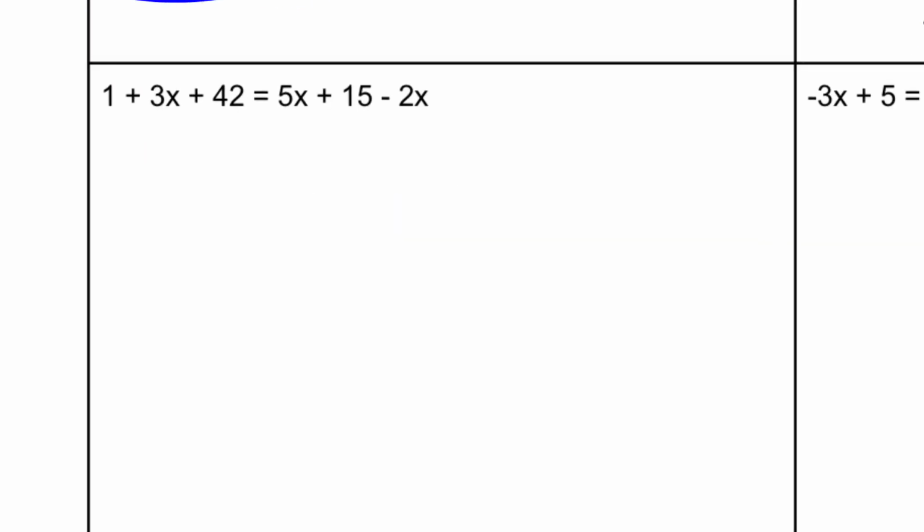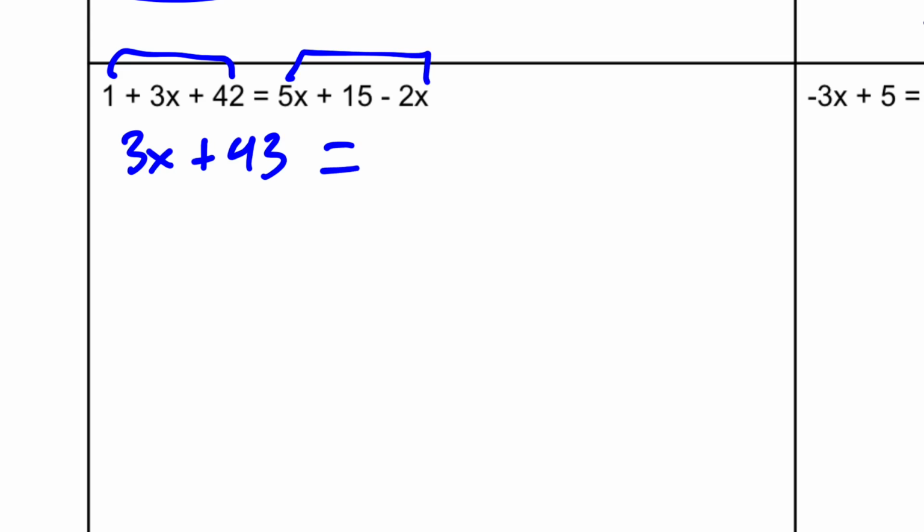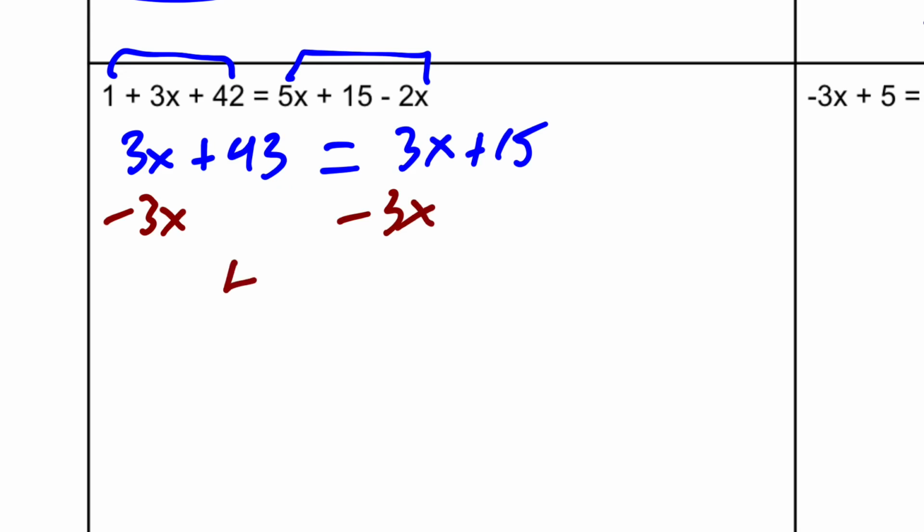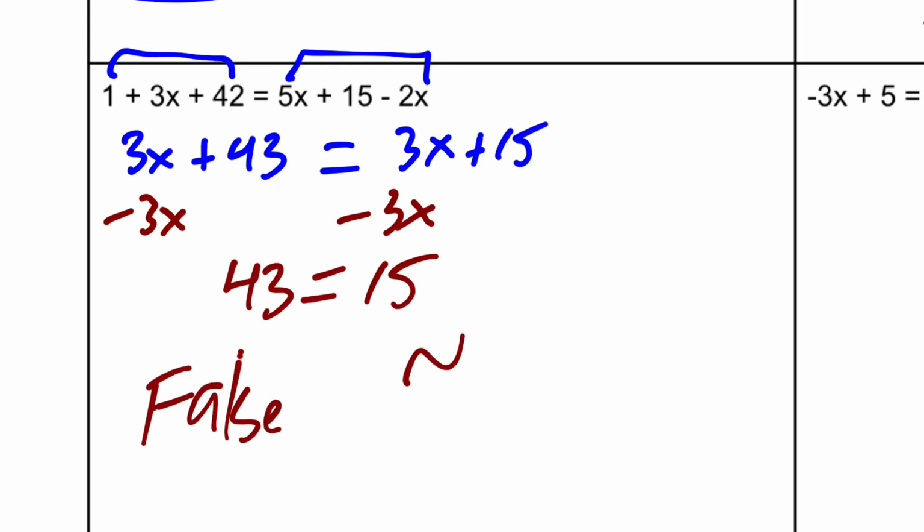Let's combine like terms first. These numbers go together, so I have 3x plus 43. These constants go together, these x terms, so I have 3x plus 15. If I subtract 3x from both sides, I have 43 is equal to 15. This is not true, which means there's no solutions, or 0 solutions.